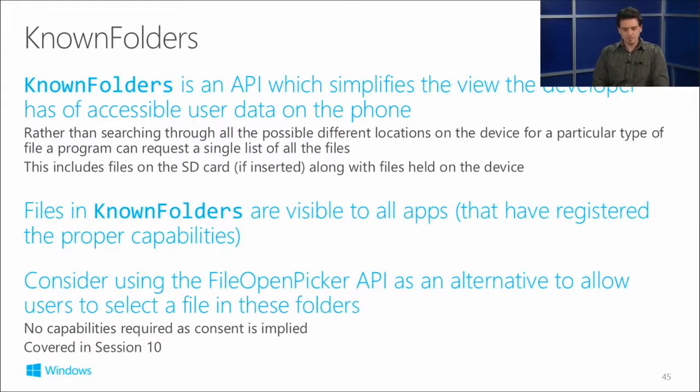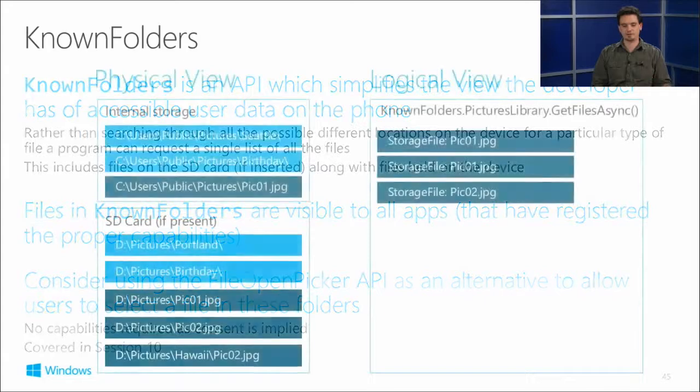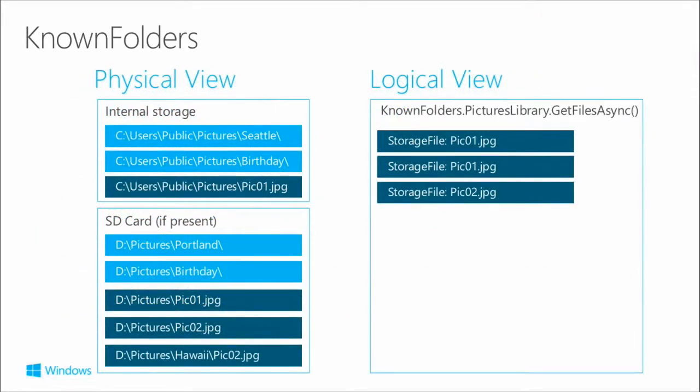So we can use the file open picker, and this will also give us access to these known folders, or we can just pull known folders straight into our application. As I said, it combines internal storage with the SD card storage. So if we say, give me the known folders for all the pictures libraries, it's going to get our internal storage picture libraries and our SD storage picture libraries, and combine that into a single view.